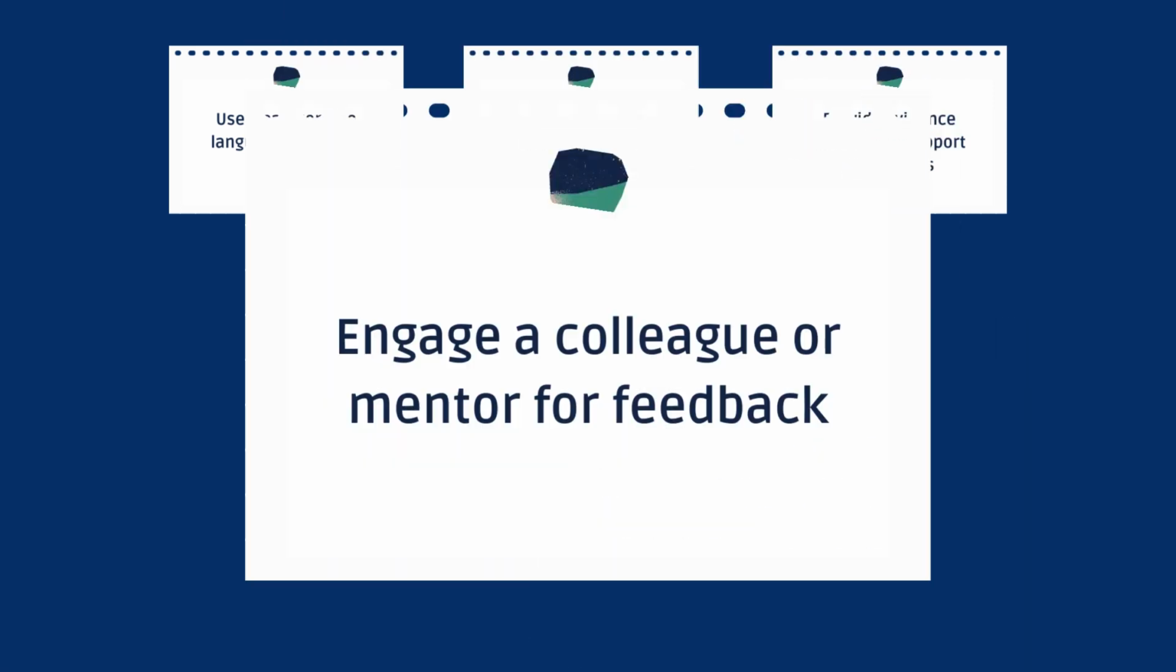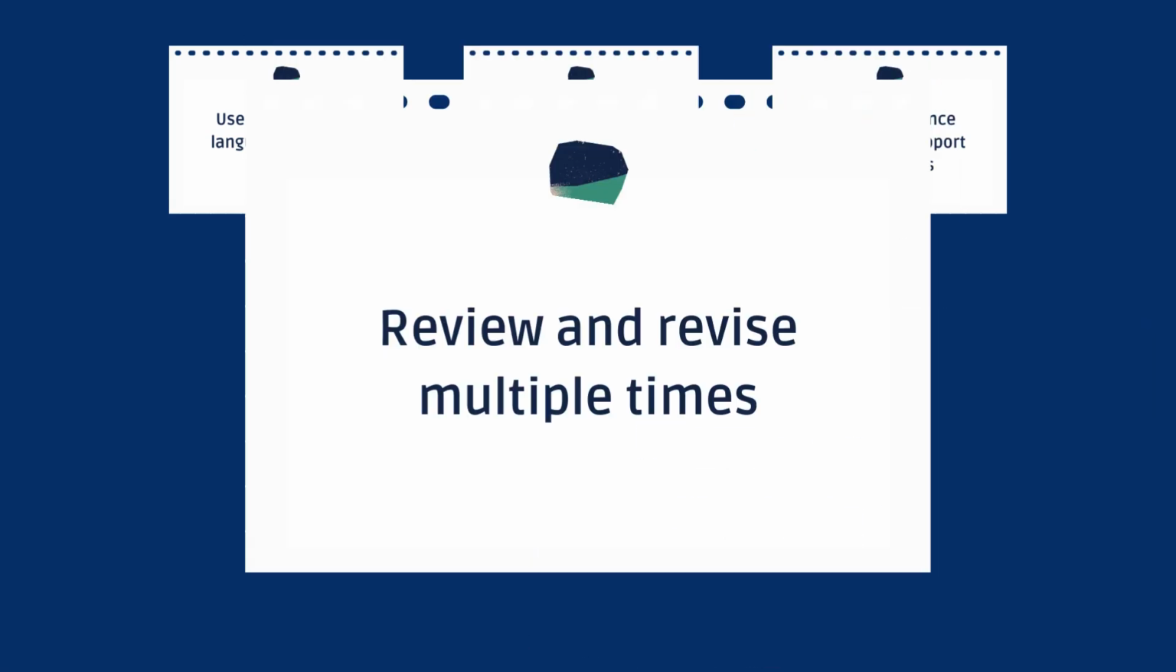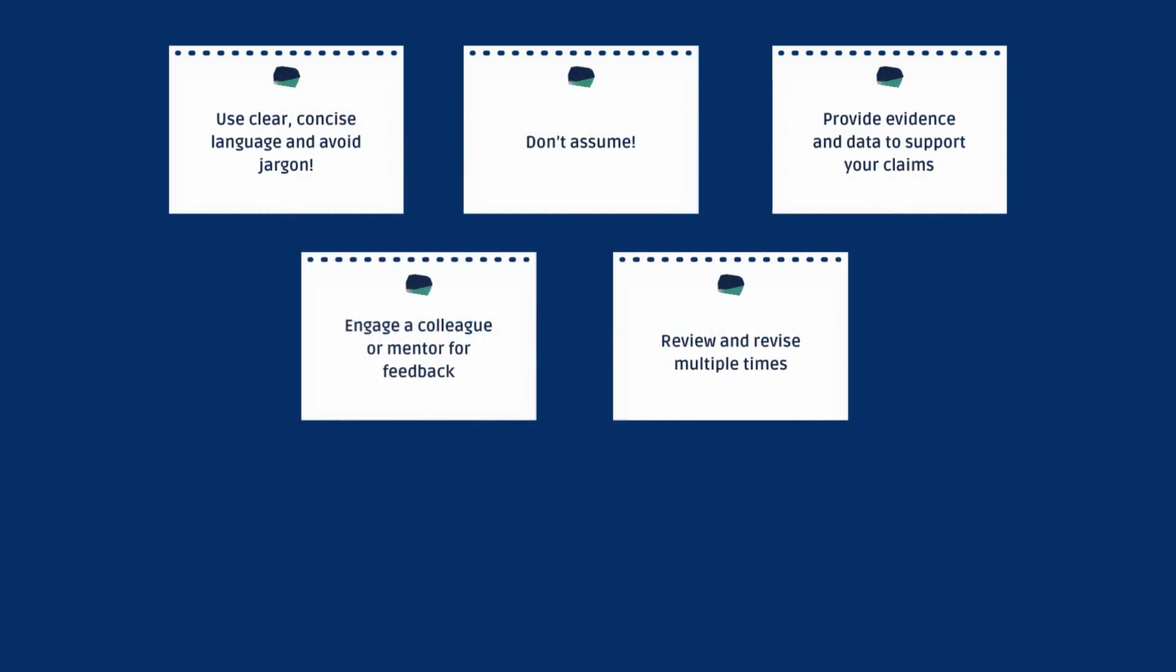Provide evidence and data to support your claims. Engage a colleague or mentor for feedback on your application. Review and revise multiple times and refine your application. These tips will help make the proposal writing process a little bit easier. Keeping things clear, providing concrete evidence, and consistently seeking feedback are all steps to help strengthen your application.